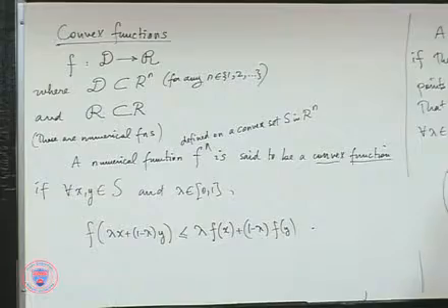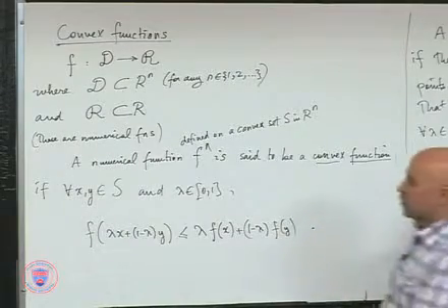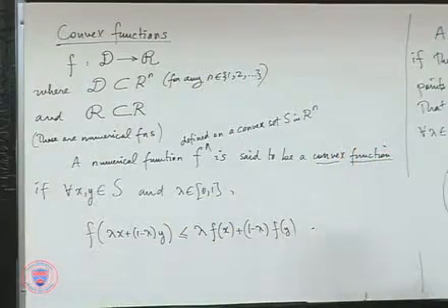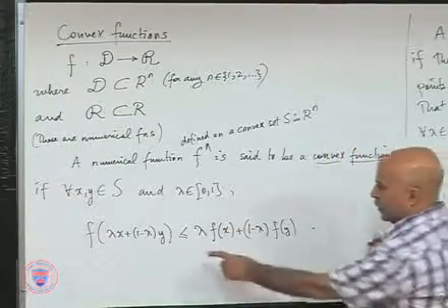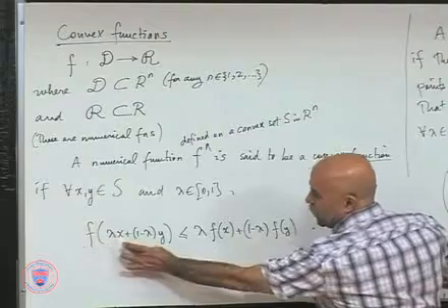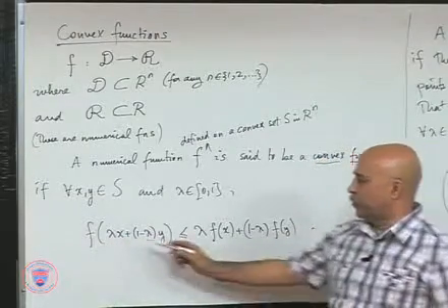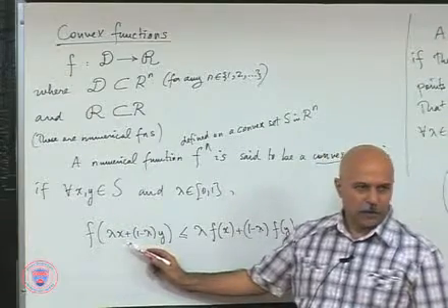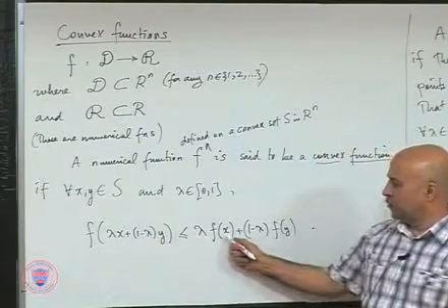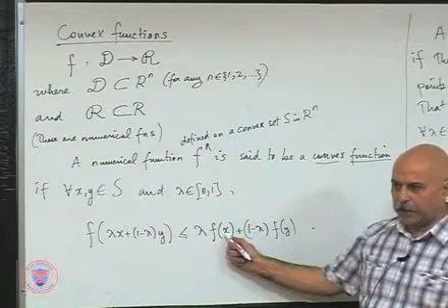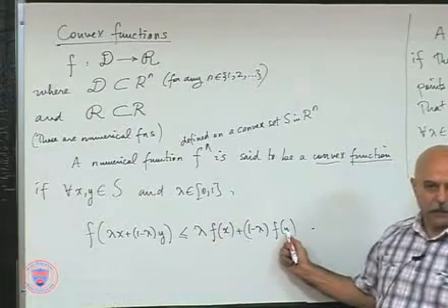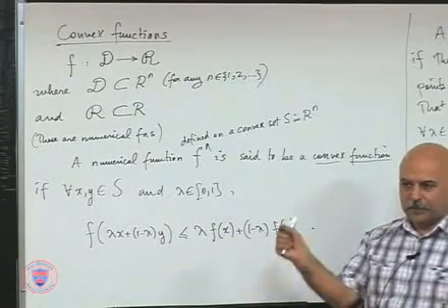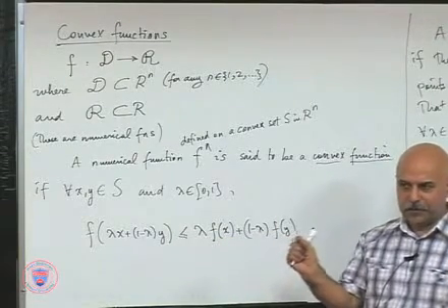So this definition says whenever you take 2 points in the domain and some lambda between 0 and 1, when you find the convex combination of those 2 points, that's a new point, you evaluate the function f, you get a number. On the right side, you first evaluate f at point x, and then you evaluate f at point y, and then you take the convex combination of the evaluations, the functional outputs.